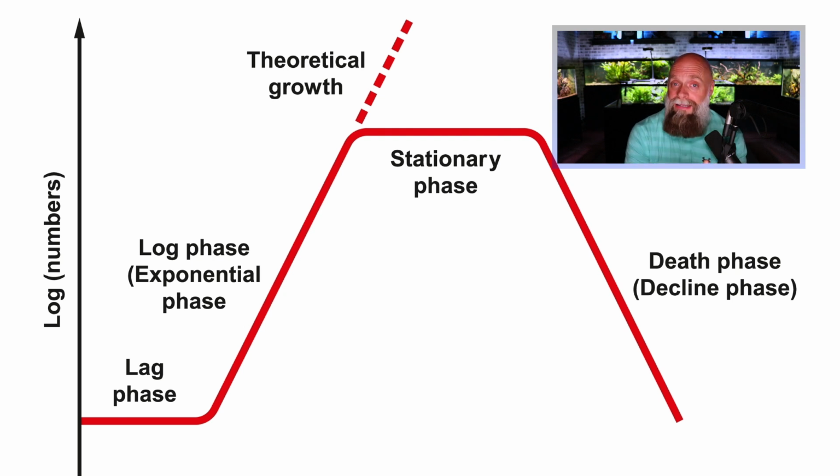Maybe they've got to turn on some enzymes, or turn on some genes that produce some enzymes to help them exploit a food source. And so there's going to be a bit of time where they're getting used to the environment. And then once they do, they take off. They grow like crazy. That is the log or exponential phase of growth.